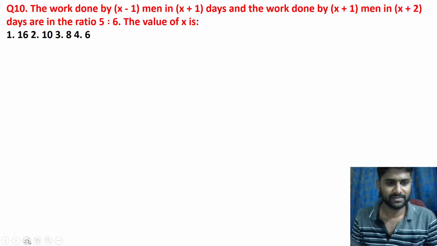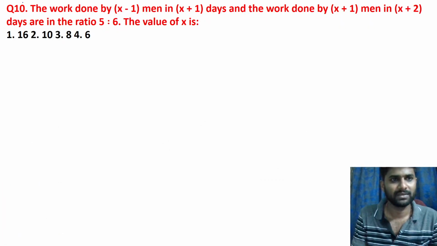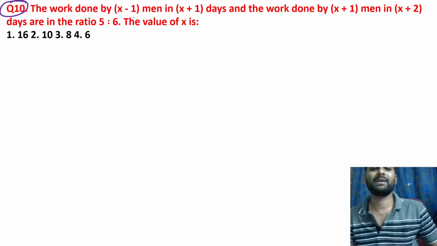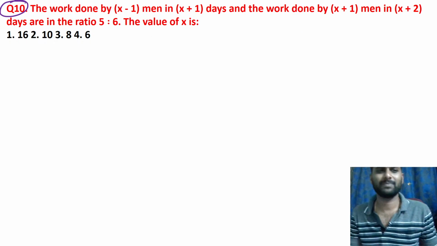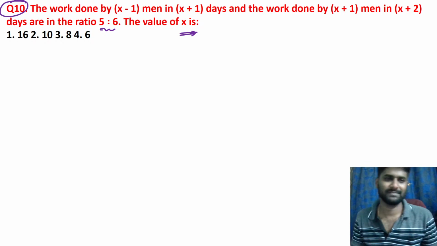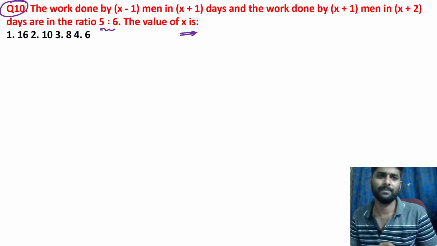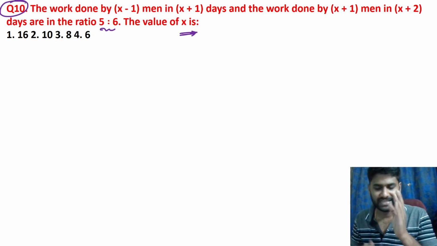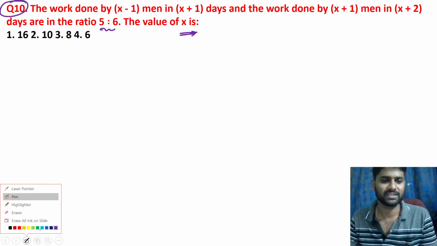And this is for you guys. You just try this question. See here, the work done by x minus 1 men in x plus 1 days and the work done by x plus 1 men in x plus 2 days are in the ratio of 5 is to 6. So find the value of x. Again, it is a question related to time and work. Just try this question and post your answer in the comment section, guys.